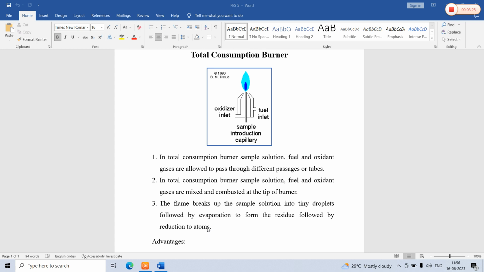Now what is the role of the flame? The flame breaks up the sample solution, and the sample solution gets converted into tiny droplets, and these tiny droplets get evaporated to form the residue, and this residue again gets reduced, or reduction takes place, and it will give the atoms. These atoms are nothing but the free neutral atoms or a number of excited atoms, which are given by the flame in the total consumption burner.